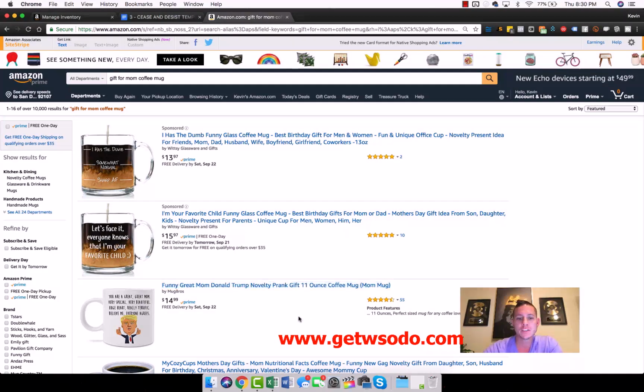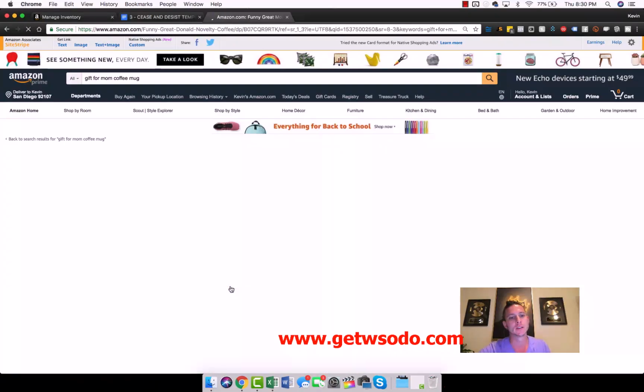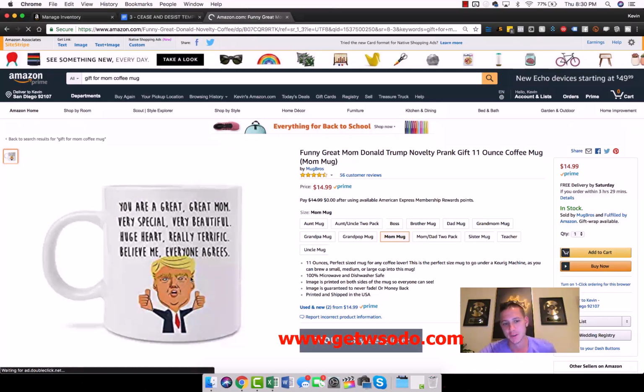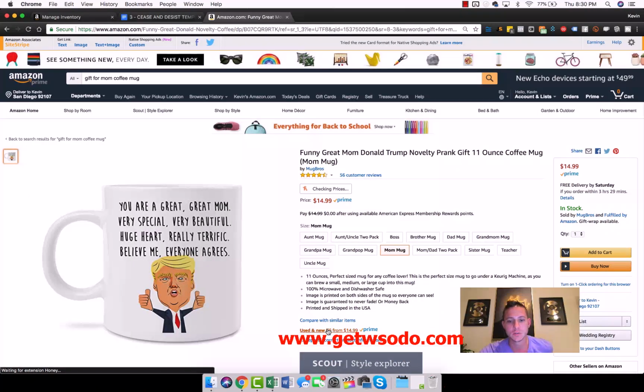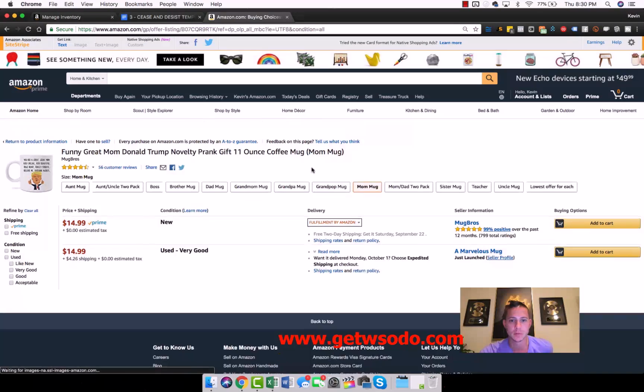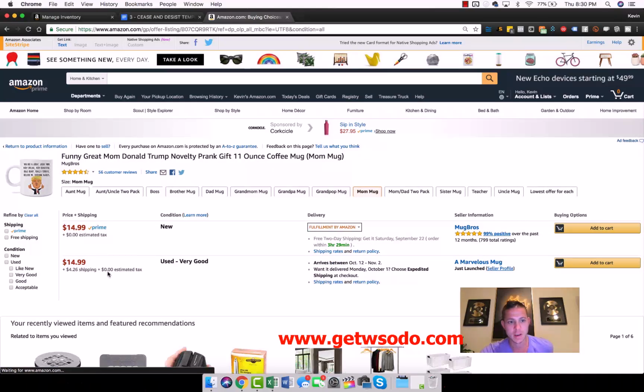So what a hijacker actually is, let's take a look at this beautiful little Donald Trump coffee mug. What we can see here is that there's used and new, there's two sellers, right? There's Mug Bros, who's actually selling it right here, but then we see this person, a marvelous mug, who's also selling the same product on the same listing, right? And so there's a couple of ways to deal with this.